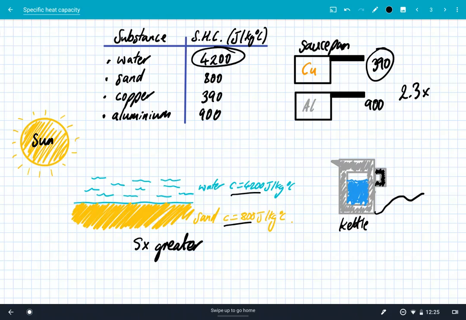Water is really special because it has this really high specific heat capacity, and it's actually really important for life on Earth because it stops the water in the ocean from heating up too quickly or cooling down too quickly, and it actually enabled life to exist.